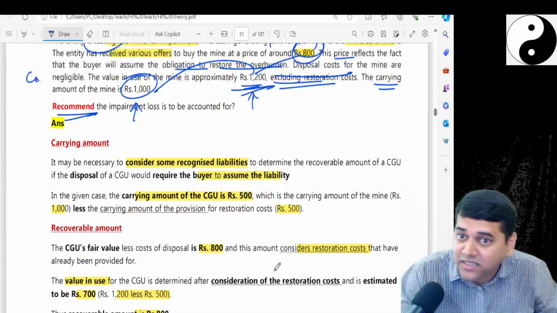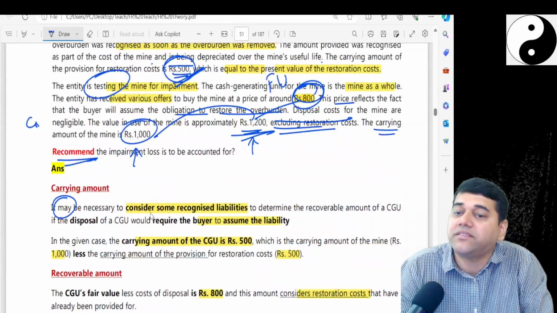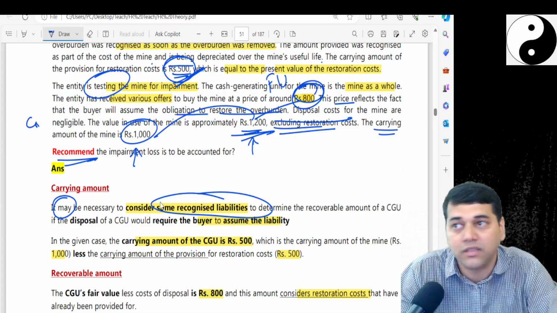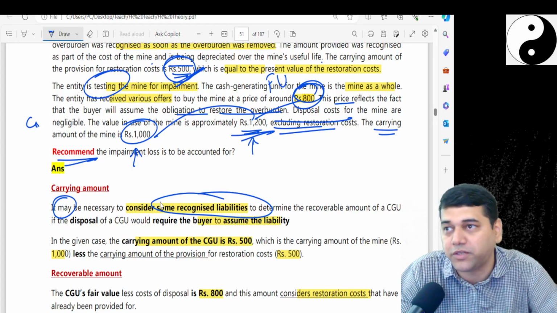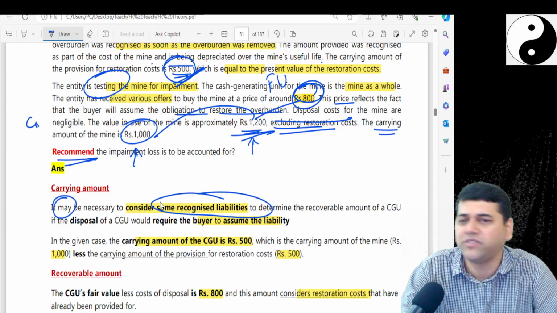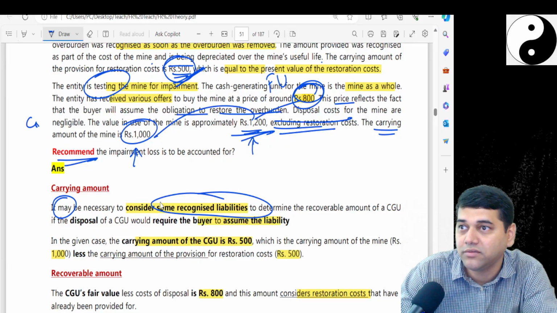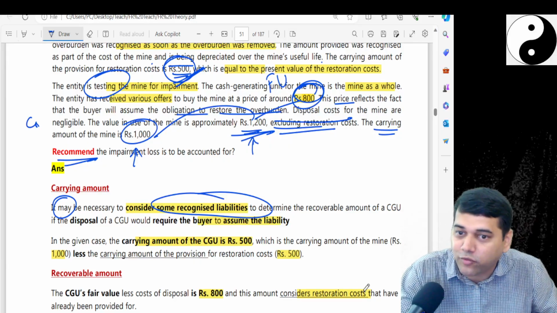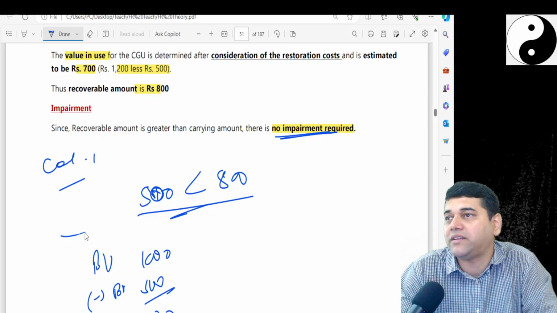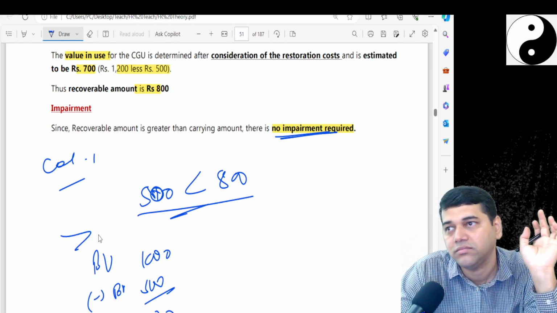This is applicable only and only for those liabilities. That's why I start this answer with this. It may be necessary to consider some recognized liabilities, not all liabilities. None of the time you consider except this particular case. So whenever you do this, maybe in the exam they may twist the numbers, impairment may come to you. So you have to tell, okay, in this case what we answer we wrote, no impairment, you have to do calculation of impairment and say this much impairment will be incurred and this will be charged to the P&L account. Are you clear?